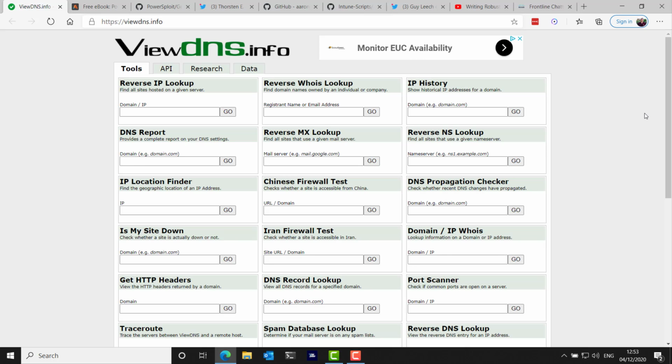And then with ViewDNS, you could do things like see what other sites are on your shared hosting plan, like what domains are on the same servers. You can look at your IP history and more.